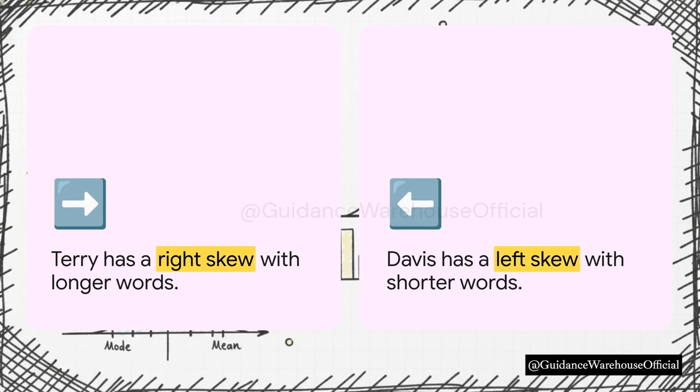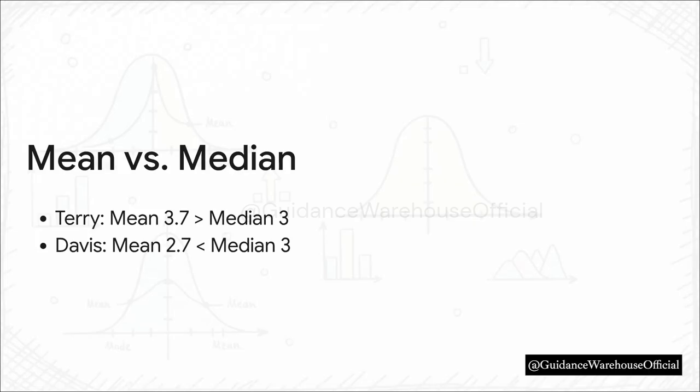Davis is the exact opposite. Most of his words are a consistent length, with just a few tiny words forming a tail to the left, giving him a negative skew. And check this out. Our rules predict their stats perfectly. For Terry's right skew, his mean of 3.7 is greater than his median of 3. For Davis's left skew, his mean of 2.7 gets pulled down below his median of 3. It's like a math puzzle where all the pieces just fit.